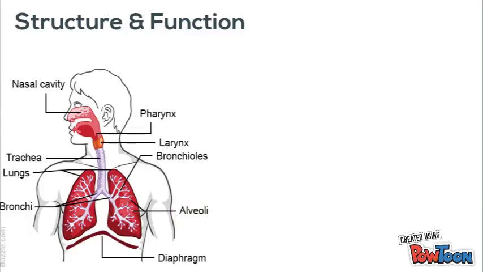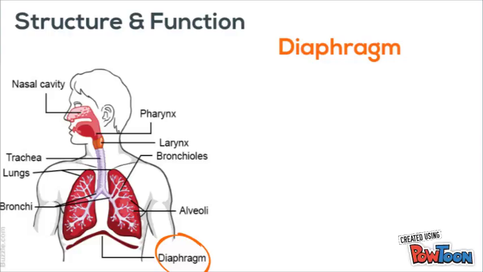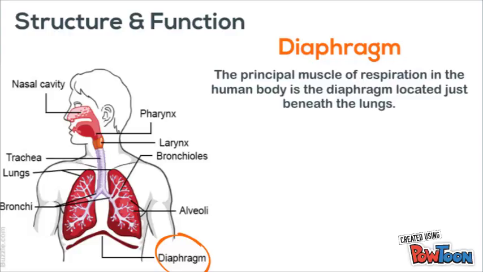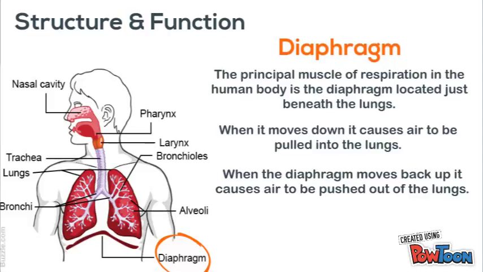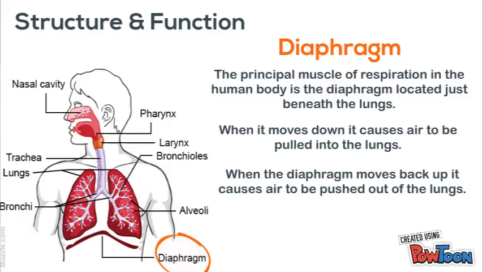And finally, the diaphragm. The principal muscle of respiration in the human body is the diaphragm, located just beneath the lungs. When it moves down, it causes air to be pulled into the lungs. When the diaphragm moves back up, it causes air to be pushed out of the lungs, a process called inhalation and exhalation.